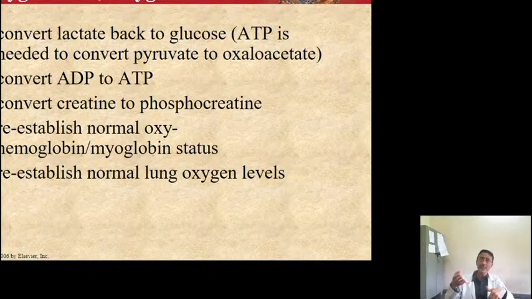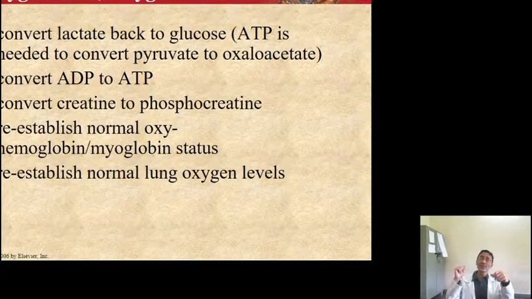And what are those chemical substances which need to be brought back to normal? One, the conversion of the lactic acid back to glucose. Second, converting back or replenishing the cells with the ATP. Third, replenishing the cells with the original levels of the phosphocreatine. For that, creatinine has to be converted to phosphocreatine.